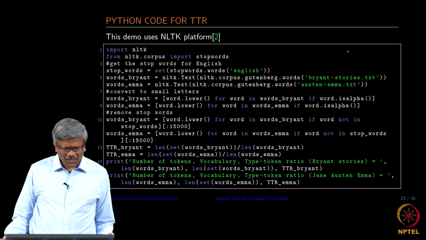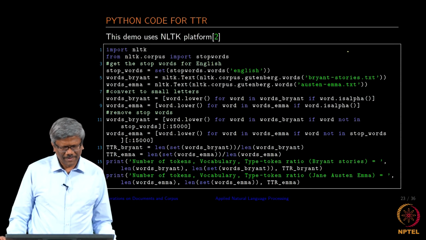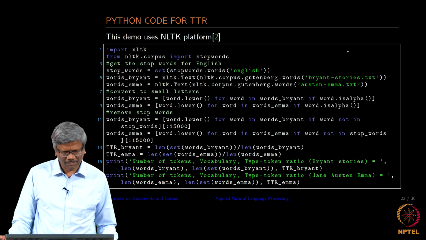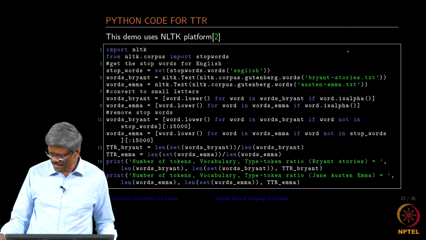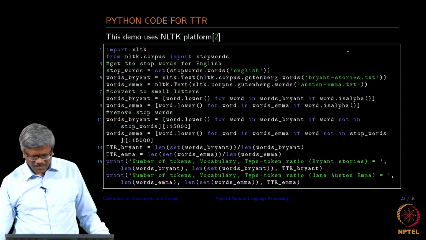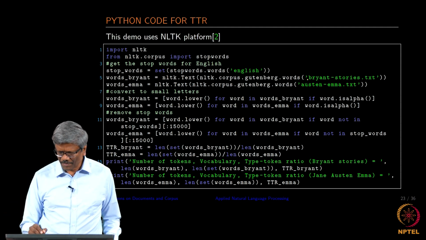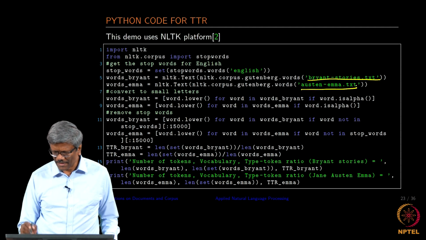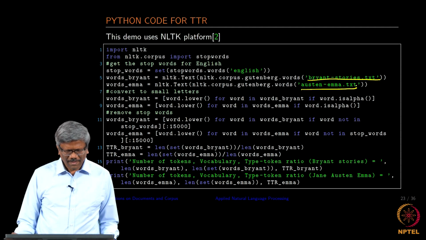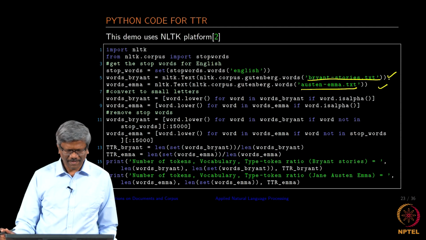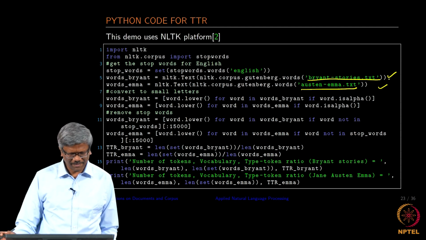So, I am going to be showing another demo that computes the value of TTR. Again, I am going to be using the NLTK platform to perform this operation. In this case, we are going to be taking two corpora. One is Bryant's Stories corpus, the second one is the Austen Emma corpus. We want to find out the lexical variety of both Bryant Stories and the Austen Emma text.